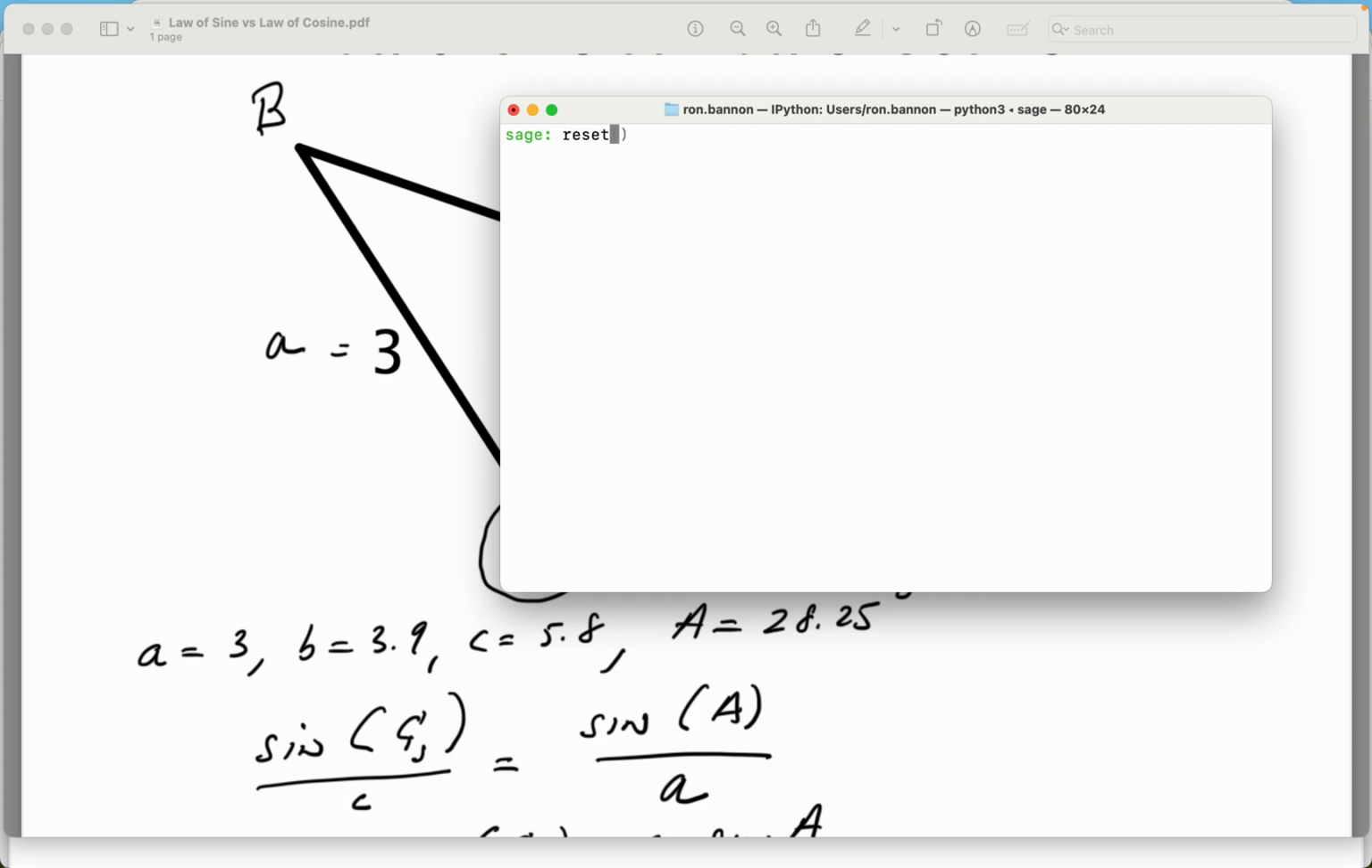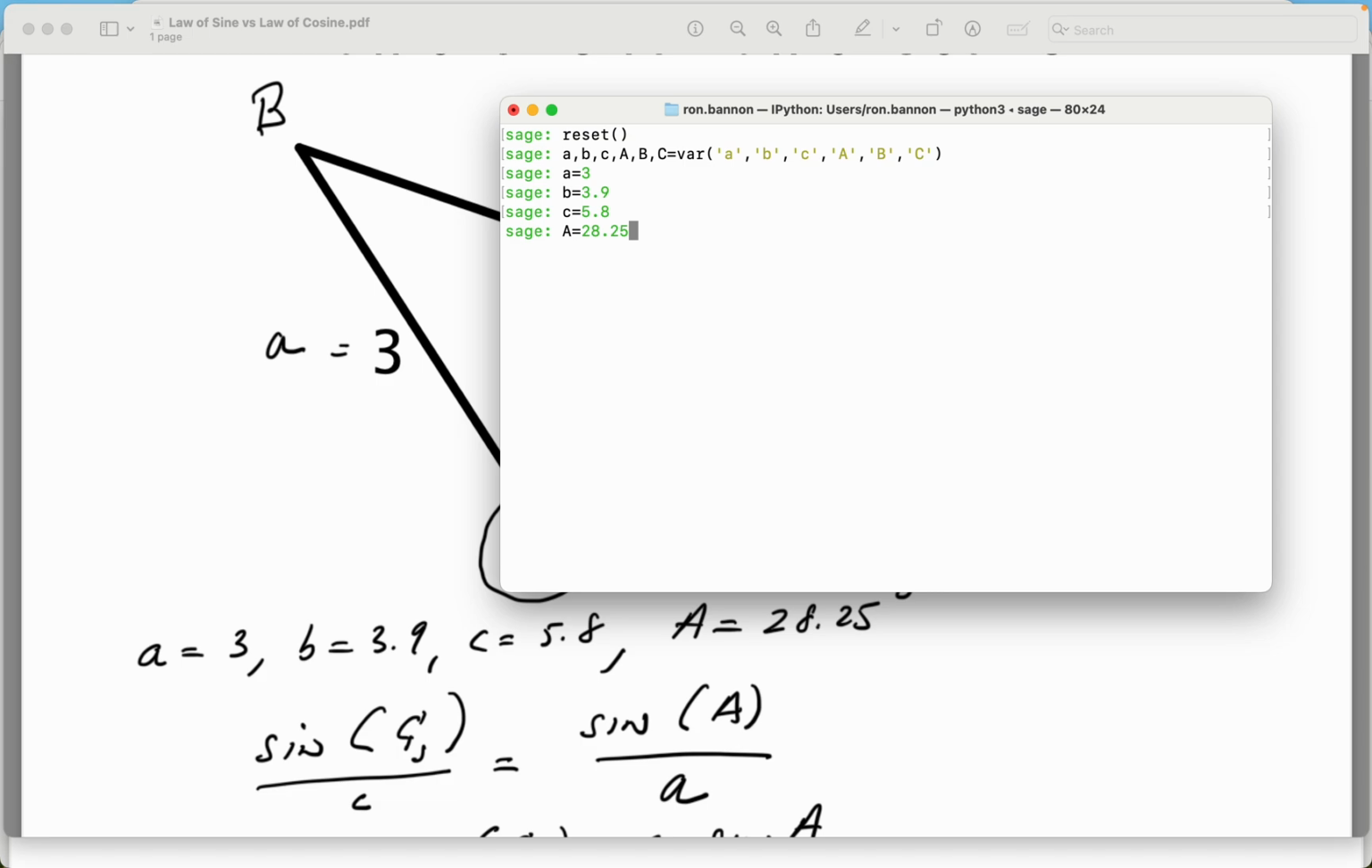So reset. I need to define those variables again. A, B, C, uppercase and lowercase. There are 6 variables total. I'm going to now assign a to the number 3. 3 goes to a. 3.9 goes to b. Whoops, b equals 3.9, sorry. It's an assignment operator. 3.9. And let's see, letter c, that's lowercase c, a side, is 5.8. And then I'm going to assign the uppercase A to be 28.25.